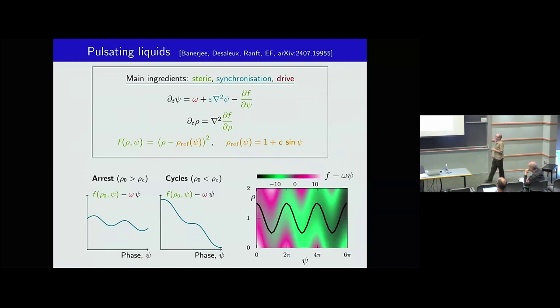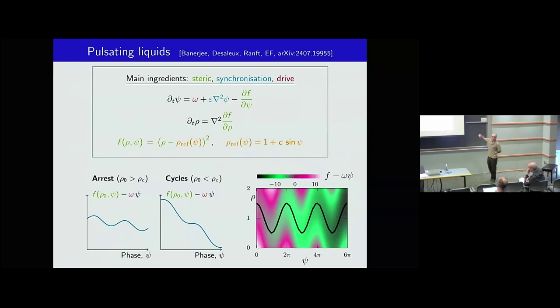Okay, so when you put a drive, you will recover again this trade-off between the free energy landscape and here the tilt. Again, at high density you arrest, at low density you cycle, but because now you allow both density and phase to be modulated, it's actually more relevant to consider how the tilted landscape behaves as a function of the phase and the density. And what you see clearly here is that if you go towards higher values of phase, and if you locate a series of minima for the free energy, you'll find that the density actually oscillates, right?